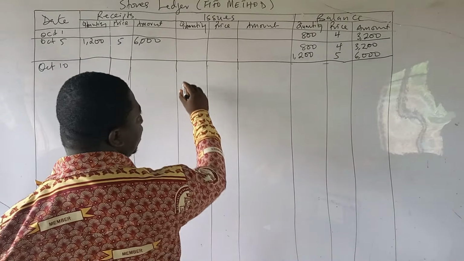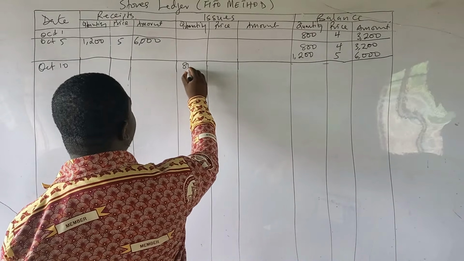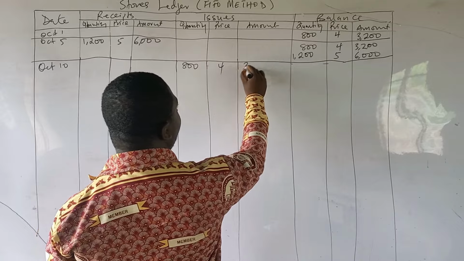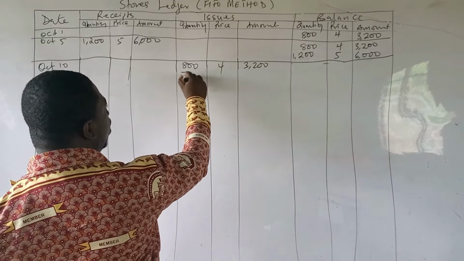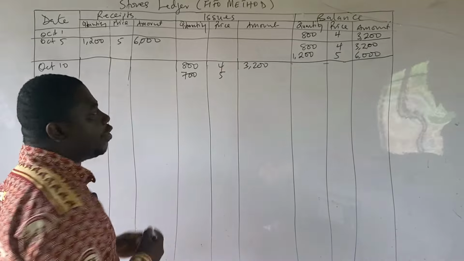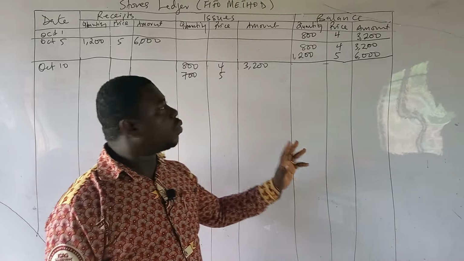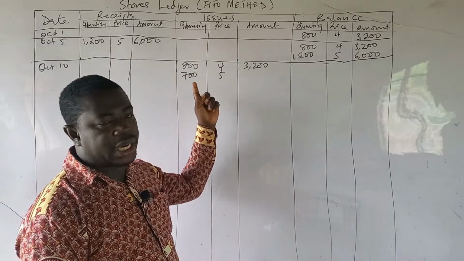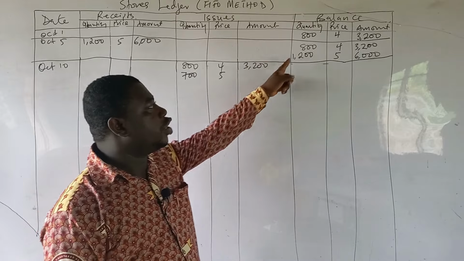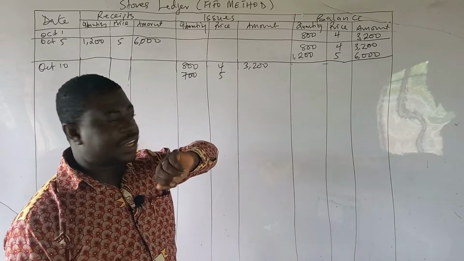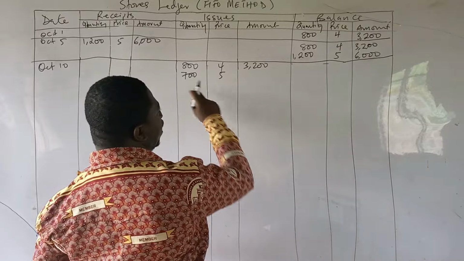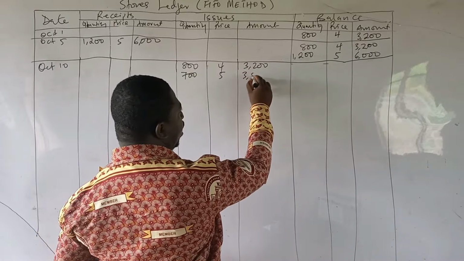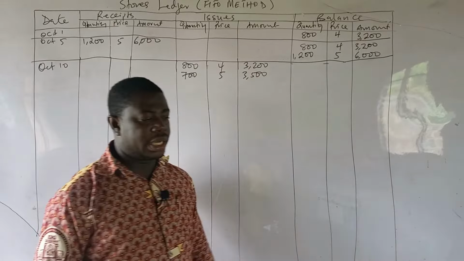I'm sure you understand this. So you issue out 800 at 4 for 3,200. And then finally, you issue out 700 at 5, because you are issuing out 1,005. The unit should be totaling 1,005. You first took out 800, you are left with 700 to issue, so you issue that out of the 1,002. And 700 at 5 is going to give us 3,500 Ghana cedis.